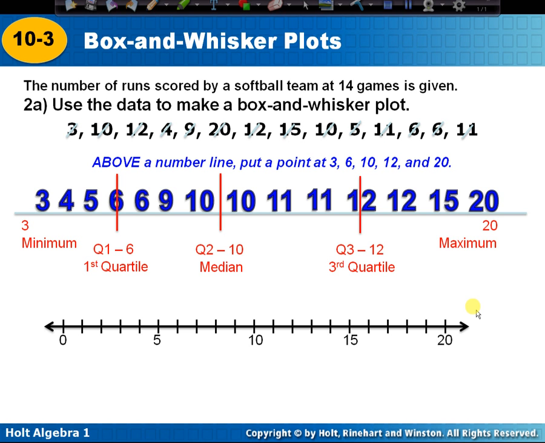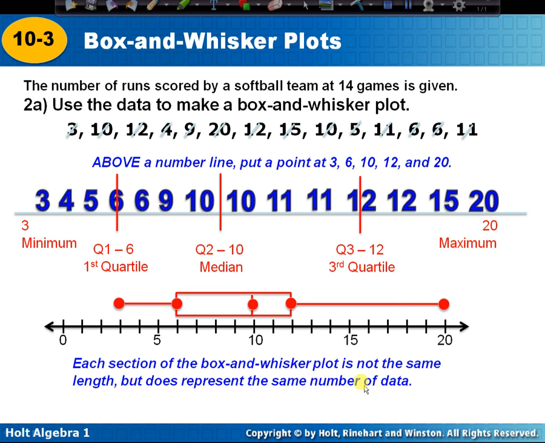We're going to plot our points above the number line. We're going to put our maximum at 3. Minimum at 3. I'm sorry, our minimum at 3. Thank you. Our Q1 at 6. Our median at 10. Our Q3, or third quartile, at 12. And then our maximum, for real this time, at 20. Now, once you have all of your plots pointed above your number line, you can go ahead and draw your box and whisker plot.